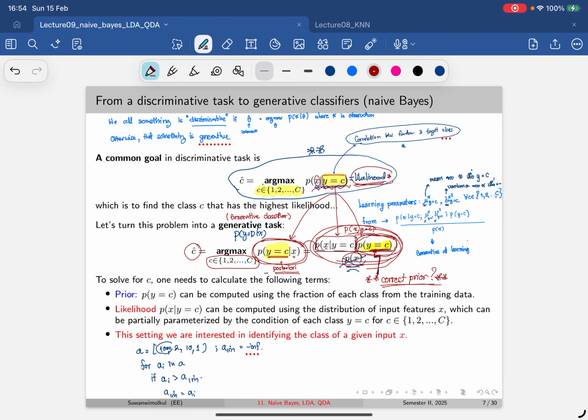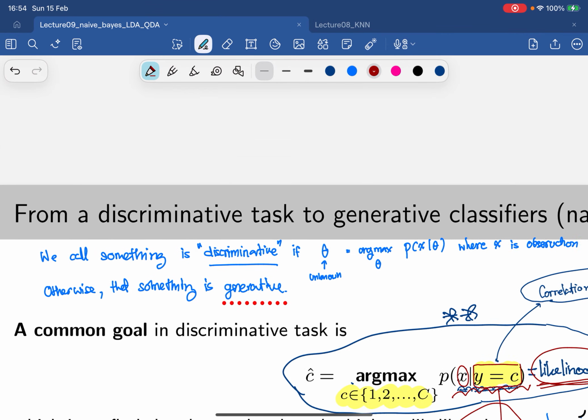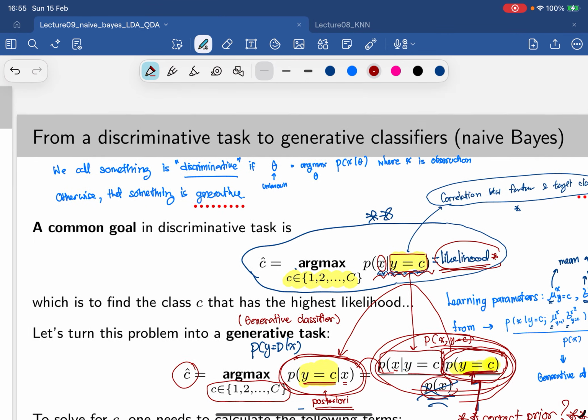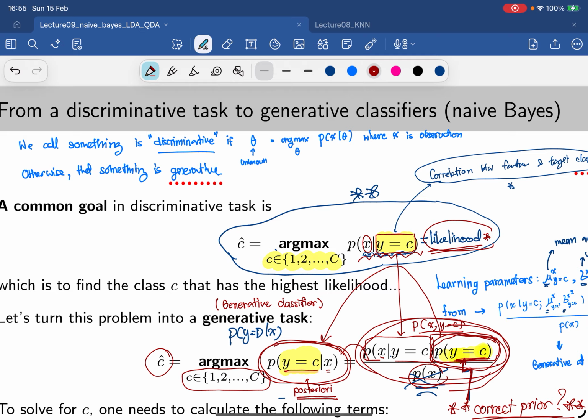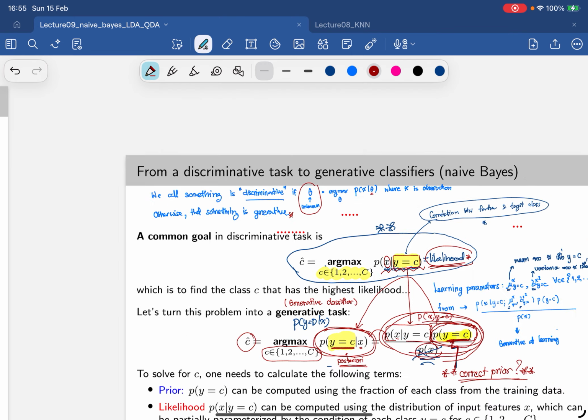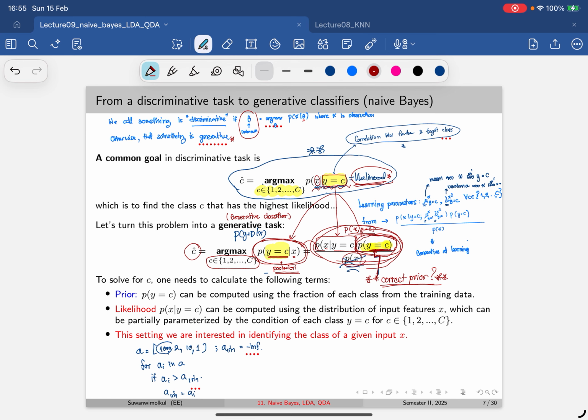Okay, so I put a little note just to let you know that usually we call something discriminative if whatever unknown we are trying to find is given the probability of the observation. Otherwise it is called generative. That's the terminology. And anything else?